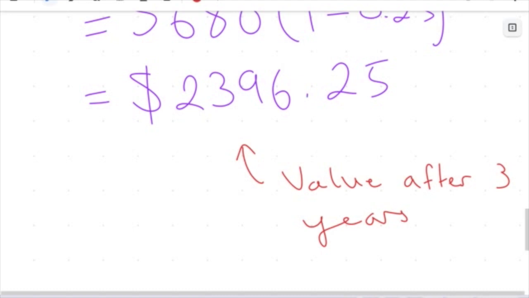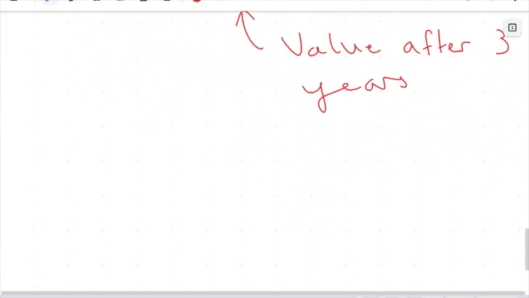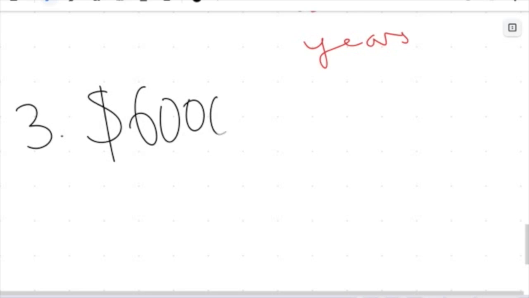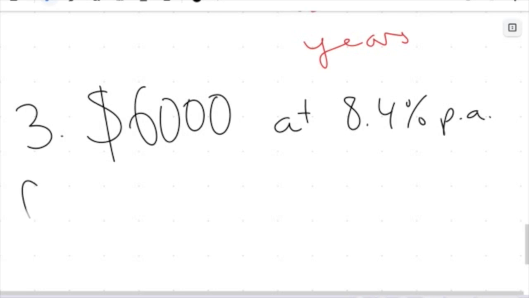Okay, we'll do one more question for today. And this is where compound interest trips up a lot of people. Now, that's why we're going to go through this quite slowly, just so you can hopefully build the intuition and see why the changes in values make sense. So, someone has invested $6,000 at 8.4% per annum, so still per year, for 4 years.